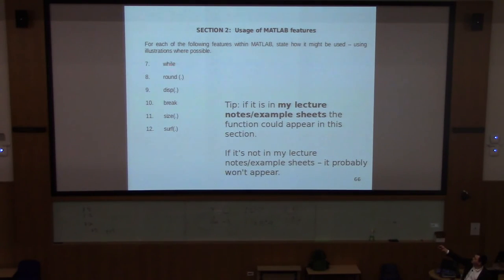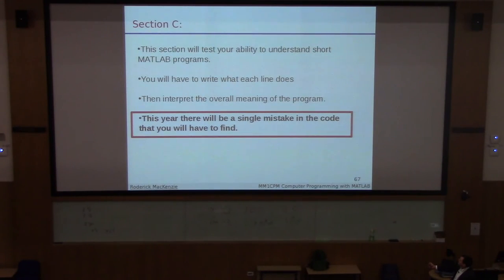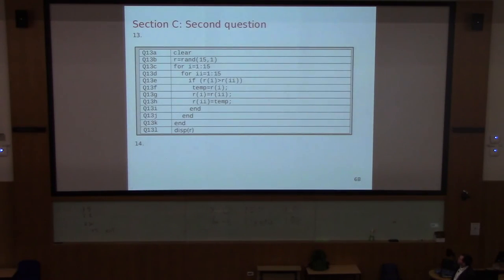So you can write a while loop, a DISP command, you can do probably in your sleep. Again, each one of these is worth 10 marks. So by this time of the paper, you're definitely on a pass, or most people are on a pass now after about 20 minutes. Right, so section C, how much more time do I have? Oh, I've got 2 minutes.